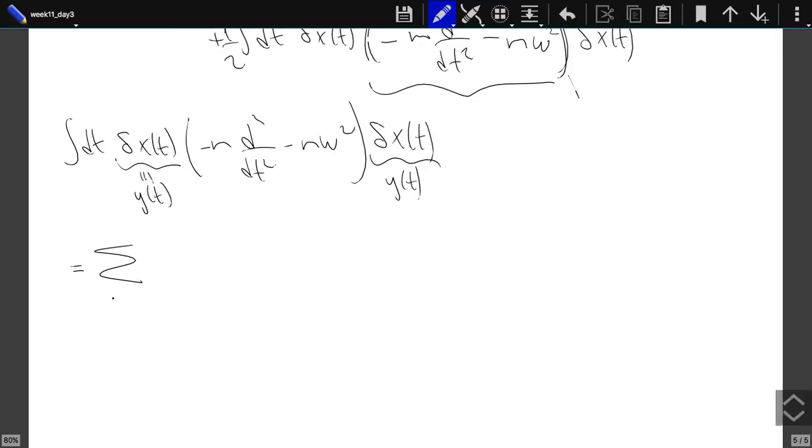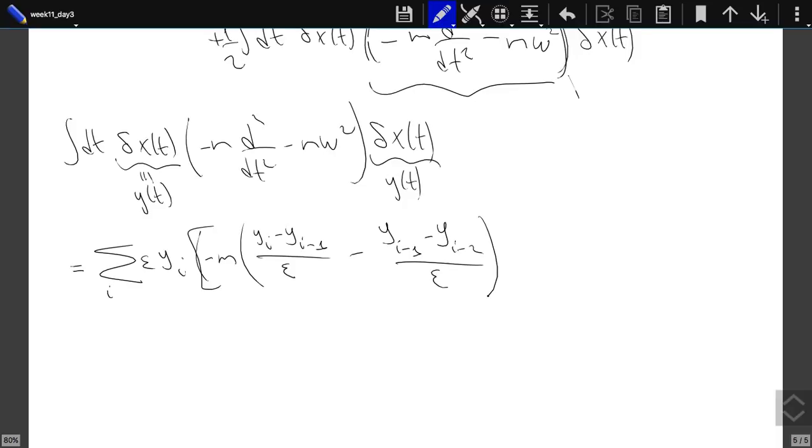So this is nothing but the sum over i of y i times minus m. There are various ways of writing the second derivative of y, but let me just write it in this form: the sum over epsilon of y i minus 1 divided by epsilon, minus y i minus 1 minus y i minus 2 divided by epsilon, everything over epsilon, minus m omega squared y i.